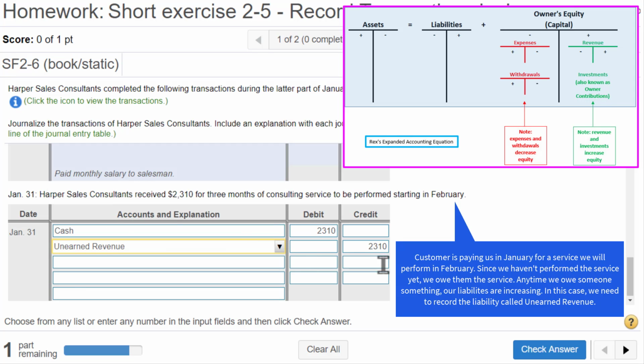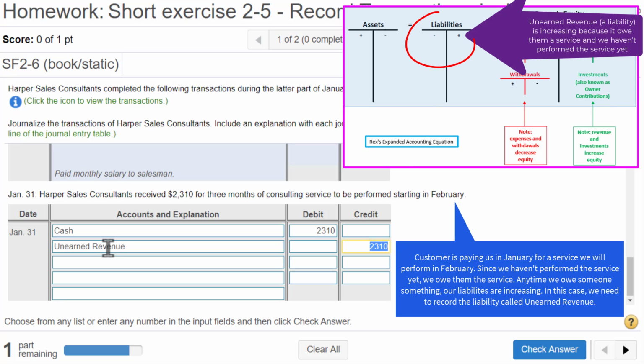Unearned revenue. And let's make sure that crediting it makes sense. So unearned revenue is what type of an account? Because it's unearned, it means we owe them this money. So the next day, these people could come back to us and say, well, okay, you still haven't performed the service. We just want our money back. So we owe them either the cash back or the service. So unearned revenue is a liability.